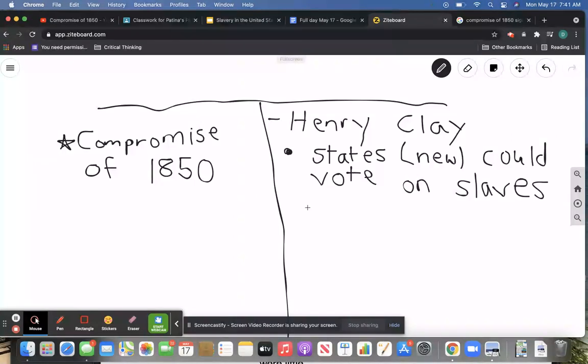And it also admitted California as a free state. So California, just going to write CA, was a free state. So when the 49ers moved there, it was all free. And that made the South upset because they wanted more slave states.